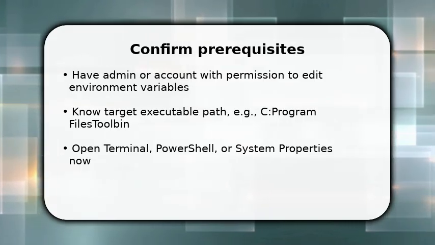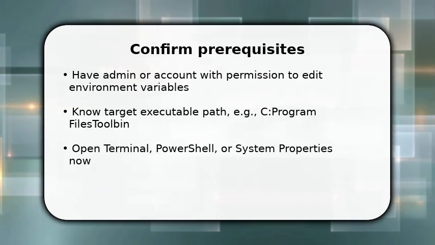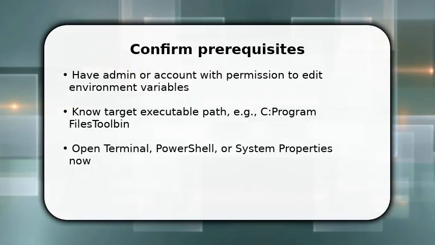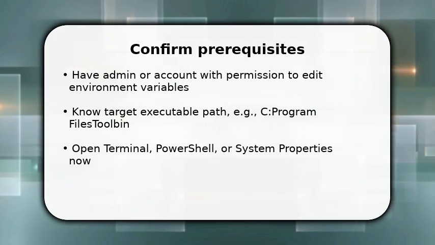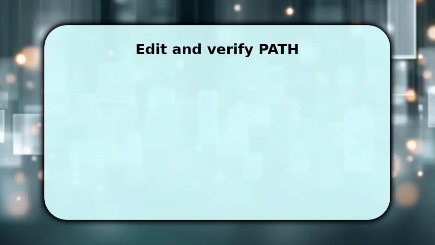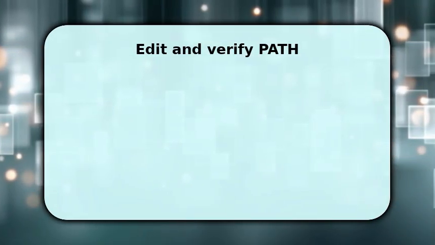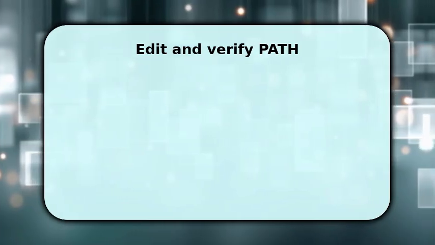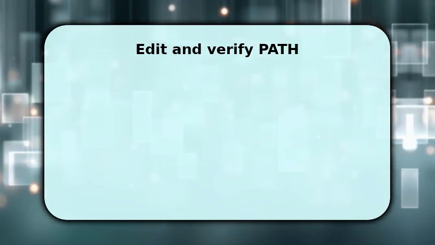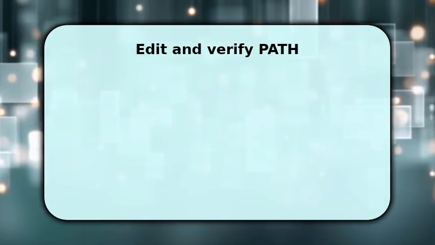Now open System Properties, Advanced, Environment Variables, and prepare to add or correct the path entry so the shell can find the program. You'll now add or fix the path entry. In Environment Variables, select Path, click Edit, then New and paste the exact folder path. Avoid adding the executable file name itself. Then remove broken or duplicate entries. Use semicolons only if editing raw text.